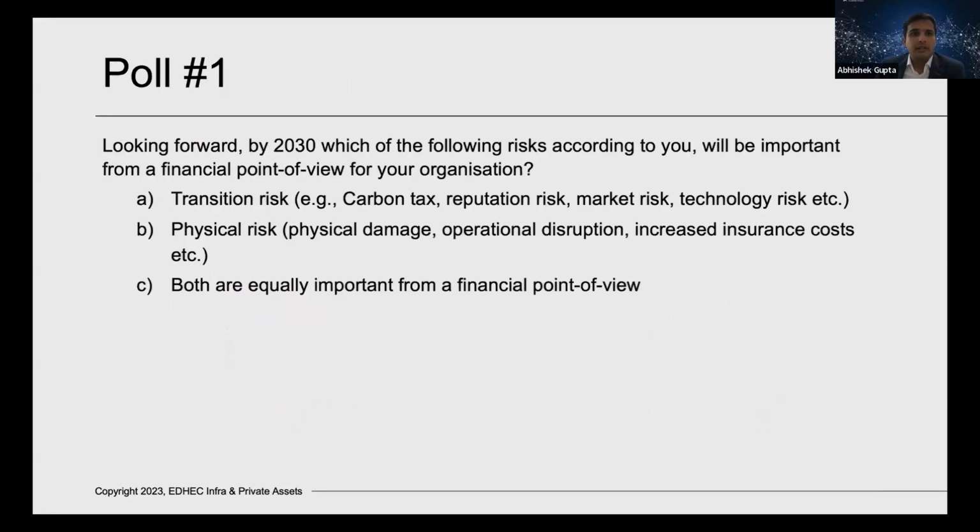So at this point, I wanted to ask this question to you now. Looking forward to 2030, which of the following risks, according to you, will be important from a financial point of view for your organization? Are you more concerned about transition risk, for example, carbon tax, reputation, market risk, and so on? Or the physical risk, that is the physical damage of your investments, or both are equally important for you? The poll is live, and please feel free to submit your responses now.